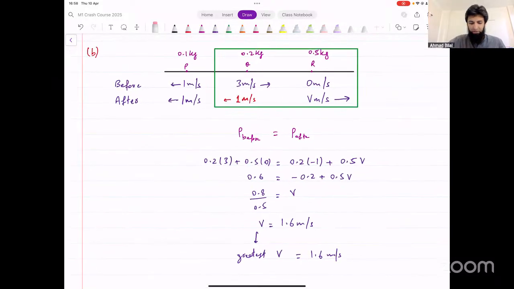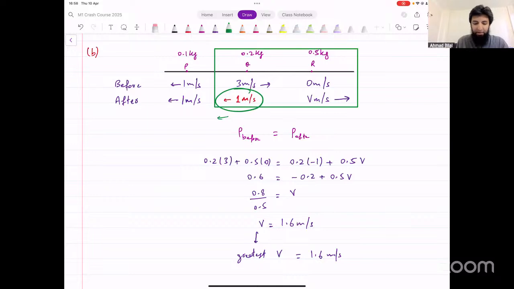What if Q comes to rest? Then there's no collision. If Q comes to rest, that would mean that it's at 0 meters per second. P is moving towards the left side at 1 meter per second. There would be no collision. So the extreme point, at which the decision between there being a collision and there not being a collision changes, is this particular value, 1 meter per second, right?